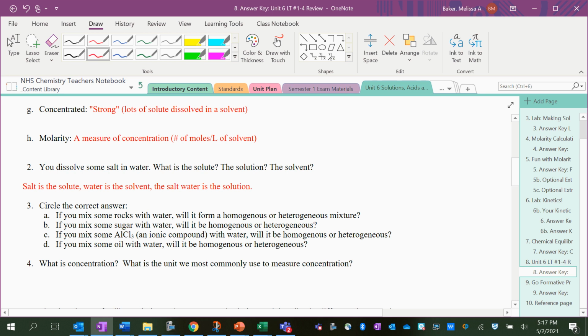If you mix some rocks with water, will it form a homogeneous or a heterogeneous mixture? That's definitely heterogeneous. It wouldn't be the same throughout. Like sugar water would be the same throughout. Same with another ionic compound. This is like a salt, so that would be homogeneous. But oil and water would be different throughout because the oil would stay on the top.